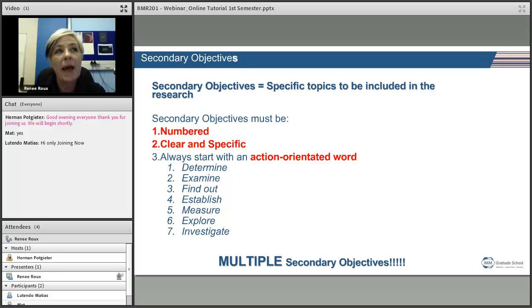So let's say your business problem is that you've noticed that there's a decrease in market share. So your business problem will be that it's a decrease in market share, and you need to take actions to stop the decrease in market share, stabilize it, and ultimately increase it again.